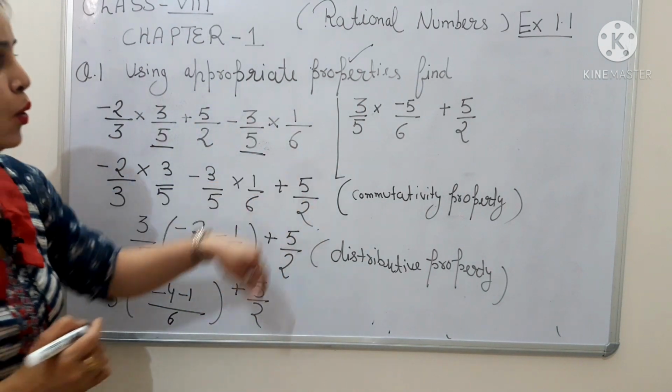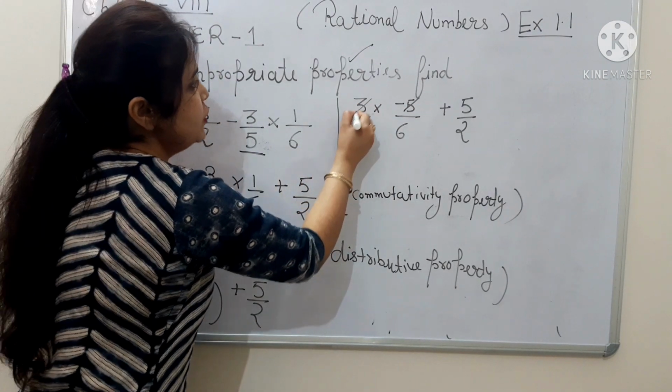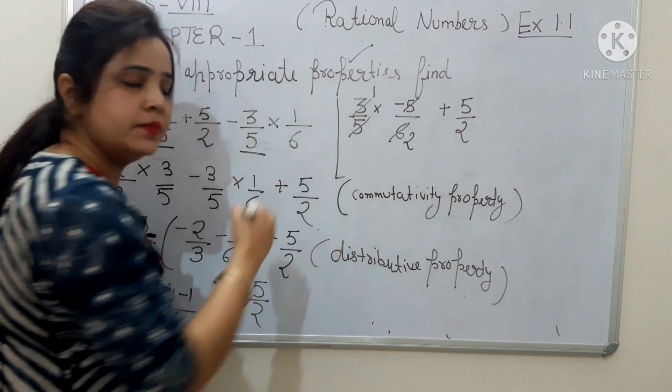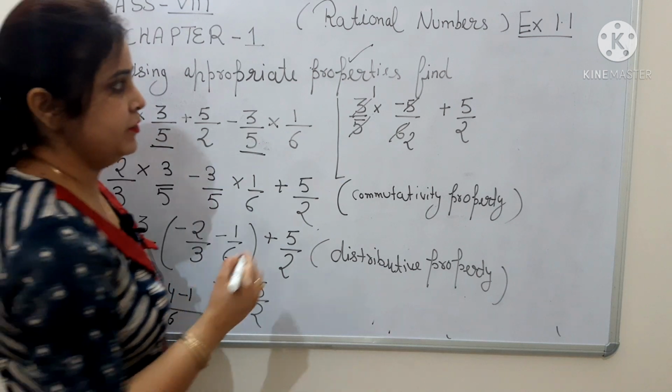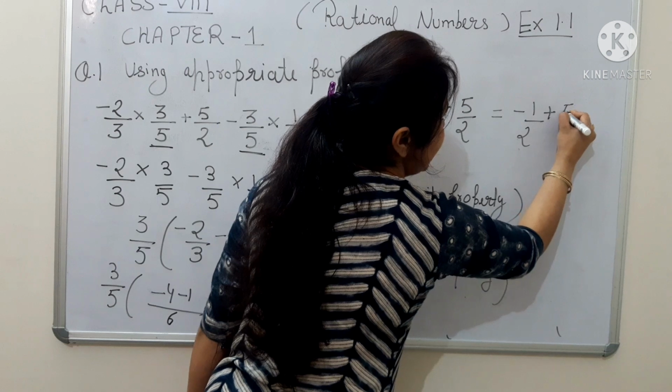Isn't it? Now, can you cut them? This 5 and 5 will cut. And this 3 and 6 will also cut. So, what are you getting here? We are getting here minus 1 upon 2 plus 5 by 2.